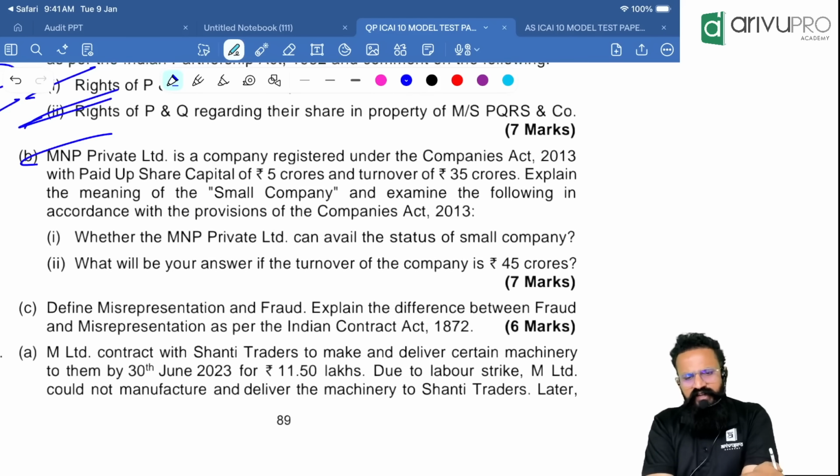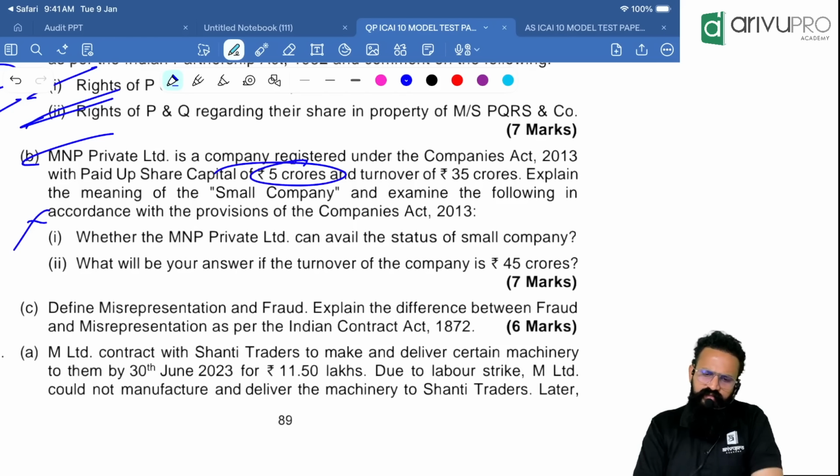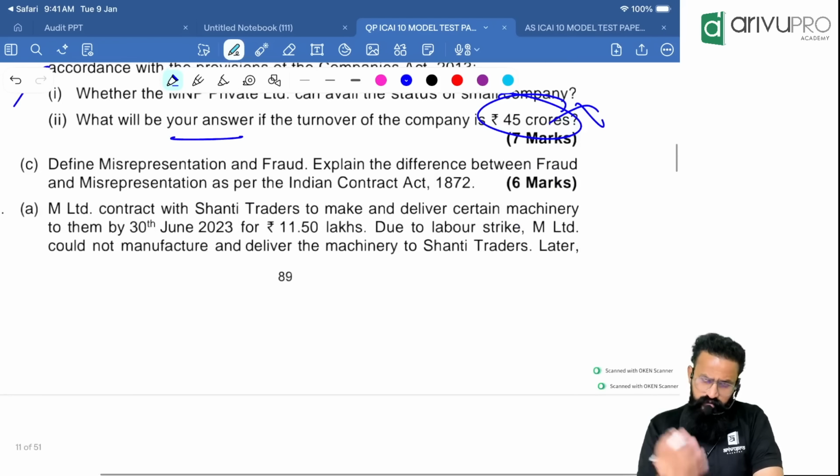MNP Private Limited is a company registered under the Companies Act with a paid up capital of 5 crore and a turnover of 35 crore. Explain the meaning of small company and examine whether MNP can avail the status of small company. It's a private company having a paid up capital of 5 crore. The maximum is 4 crore, so it's not a small company. What will be your answer? The turnover of the company is 45 crore. No, it's not a small company.